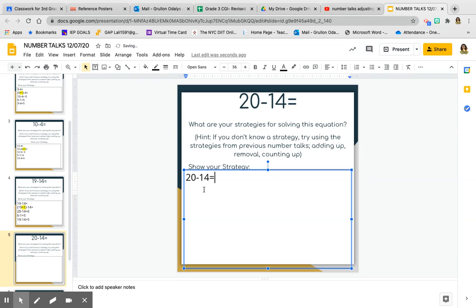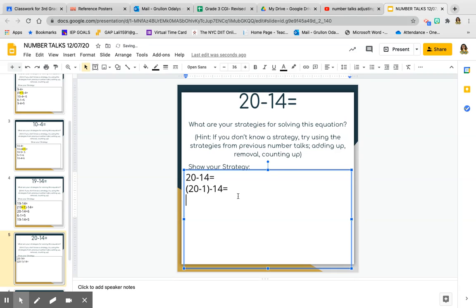Remember, the strategy we're working with is adjusting one number to create an easier number sentence or an easier problem. So I'm going to make this easier by subtracting 1 from my 20. You don't only have to add to make an easier number sentence. You can also subtract, and you're going to see how that works when I show you how to do it with both, with the first number and the second number, the subtrahend and the minuend. So minus 14.